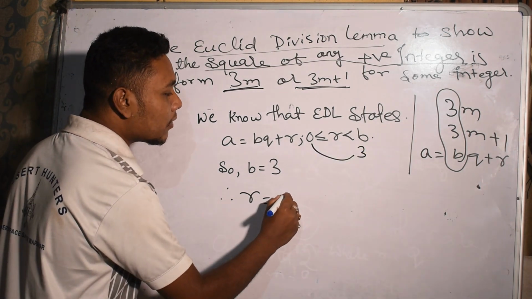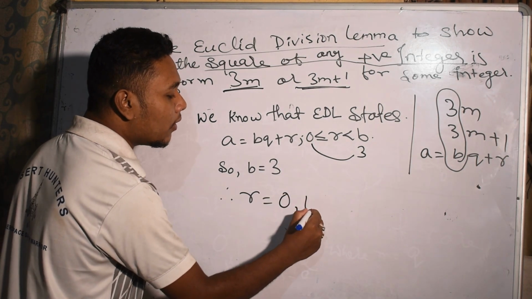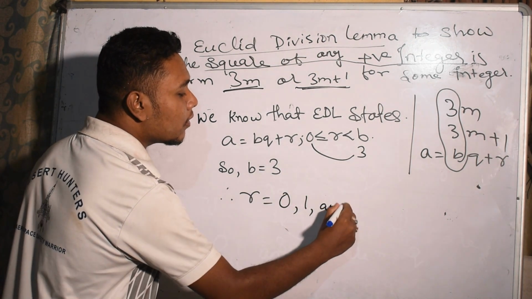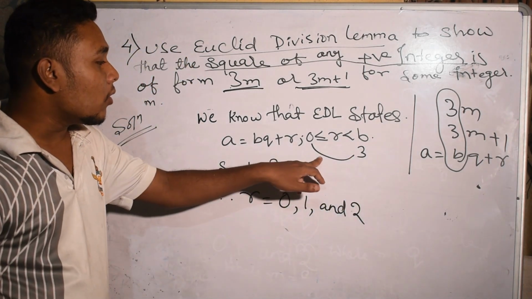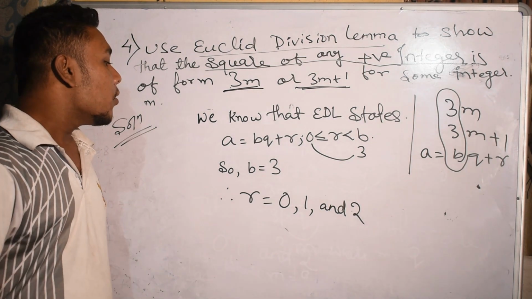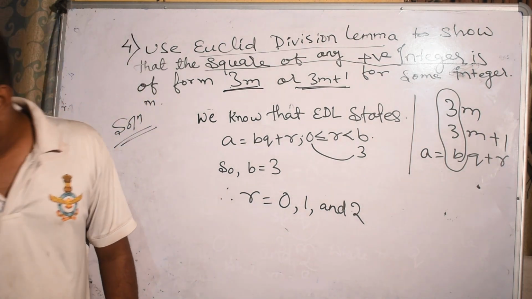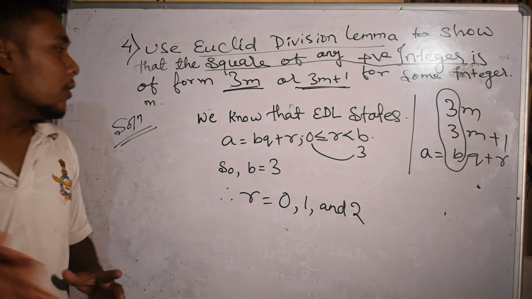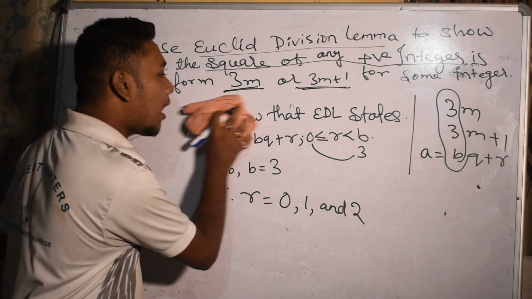So, what are the numbers? R is greater than or equal to 0 but less than 3, so R will become 0, 1 and 2. After that, we have to solve for R equal to 0. So, please note it down. Take a screenshot and note it down.